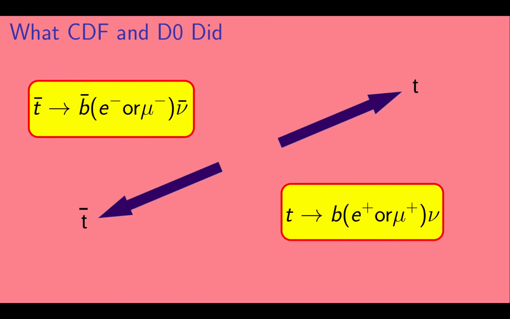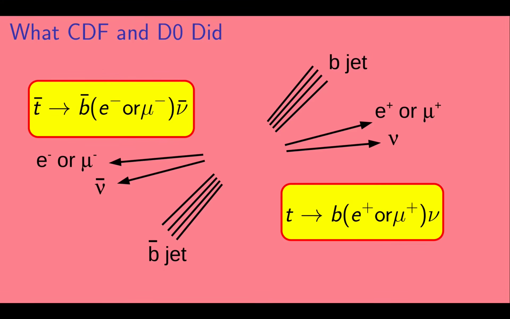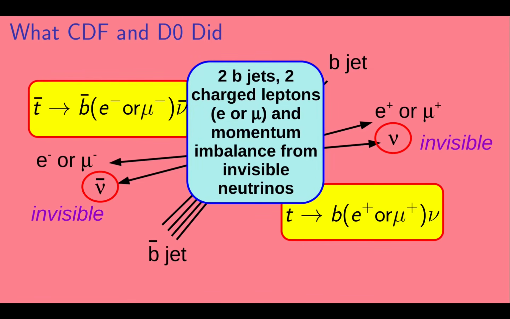In the case where both W's decay to an electron or muon, the top-antitop system leaves behind two jets from the B quark and antiquark, two charged leptons, and two neutrinos. The neutrinos do not interact with the detector, so are essentially invisible. So the signature to look for is two B jets, two charged leptons, and a transverse momentum imbalance from the invisible neutrinos.